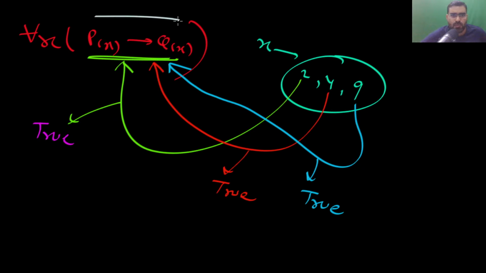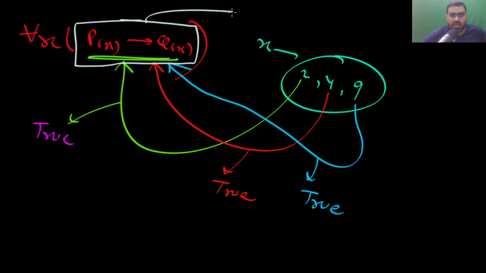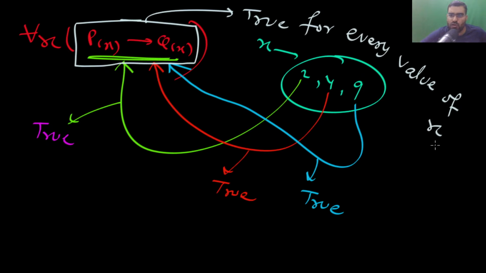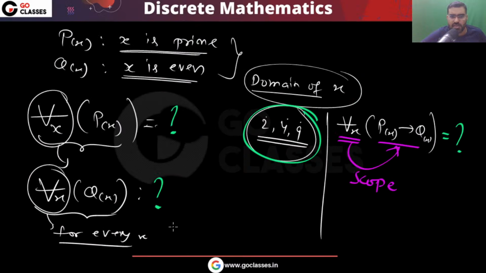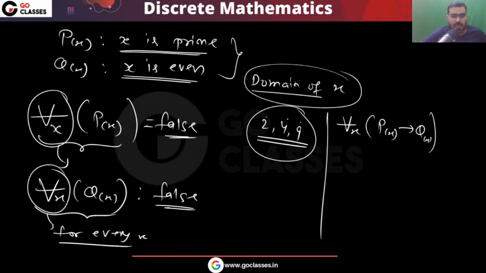Correct? Look at this box. You can consider this as a box. Now you tell me, this box is true for every value of x. For every value of x, this box is true. So this universal quantifier also becomes true. I hope this point is clear. Let me know, is this understood to everyone? So very simple. Now you can see that this will be false, and this will be true.